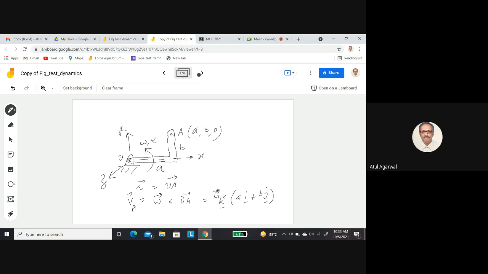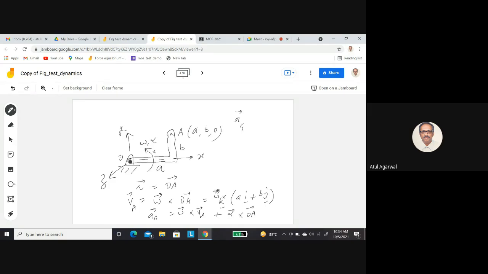Similarly, you can find the acceleration of point A: omega cross velocity of A plus alpha cross OA. So you get the normal acceleration as well as the tangential acceleration. Again, you can find the reaction at the support. For finding the reaction at the support, you have to find the acceleration of the centroid. You have to find the centroid of this bar, wherever it lies. It need not lie on the bar.